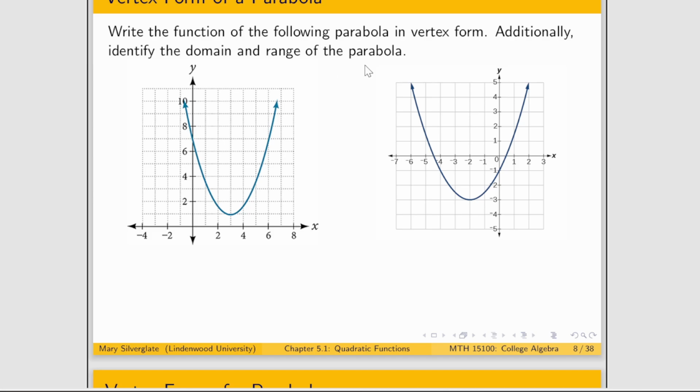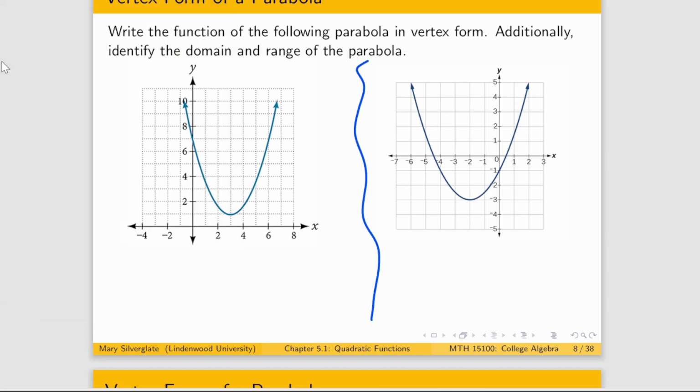So let's practice that a little bit. I want to challenge you to go ahead and pause your video and try to write the equation of this first one on your own before comparing with what we get.